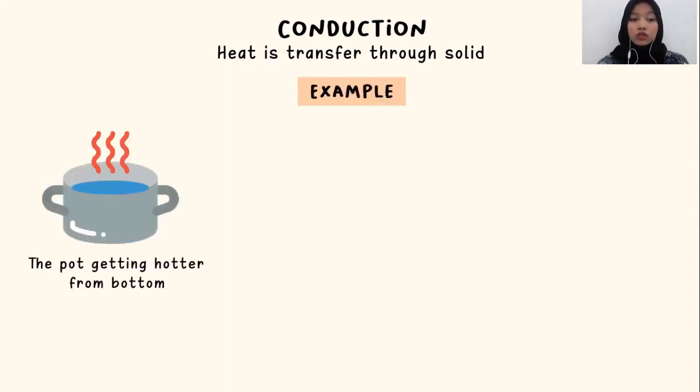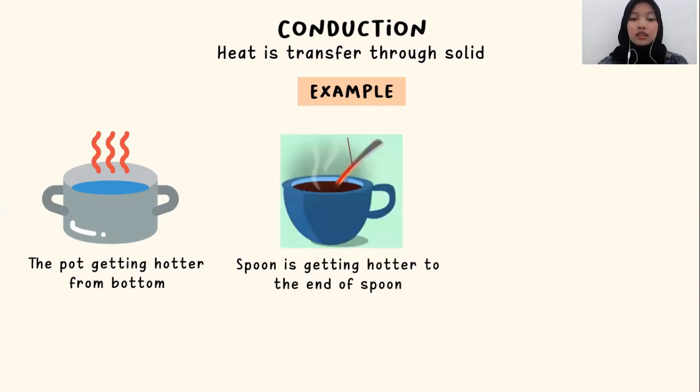The first, when we boil the water, the pot is getting hotter from the bottom as the stove is heated. And the second is when we have hot tea or coffee or hot milk and we put the spoon in the cup, the spoon is getting hotter to the end of the spoon because of conduction.